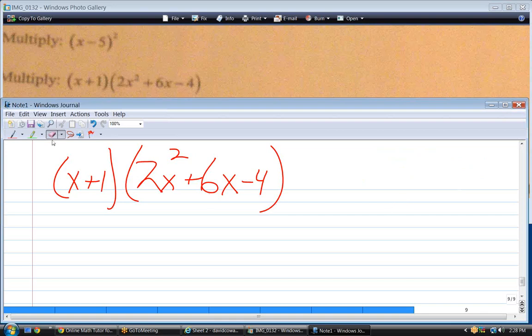In other words, I wish they would never even introduce the term FOIL. I wish they would start with ET, and then that applies to everything. It applies to trinomials times trinomials. It applies to binomials times binomials. Works for everything. What's my first term as an answer here? It'd be 2x to the third.